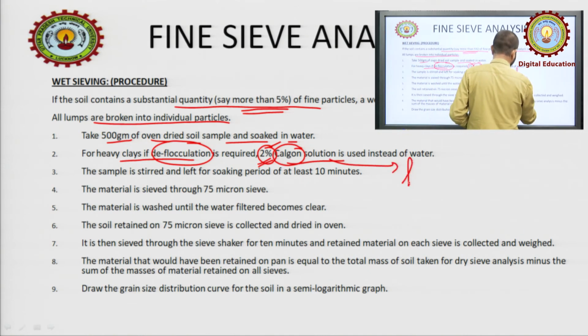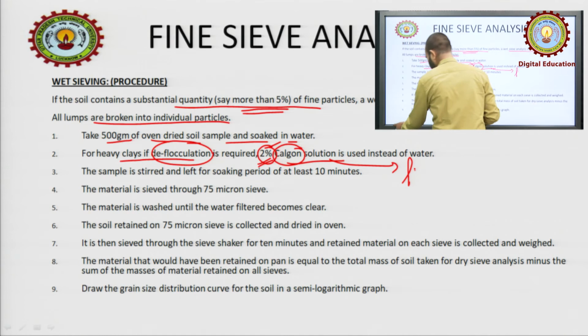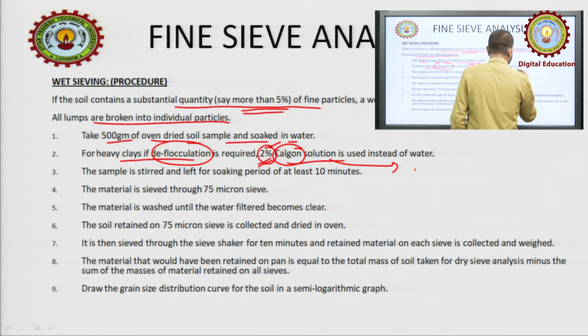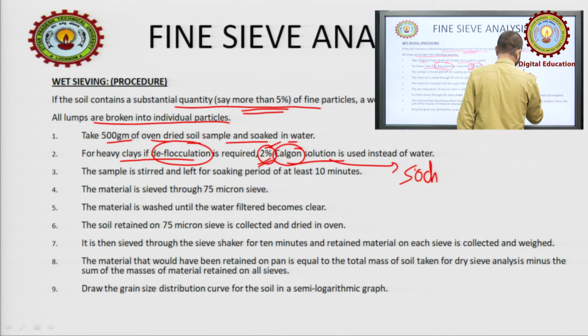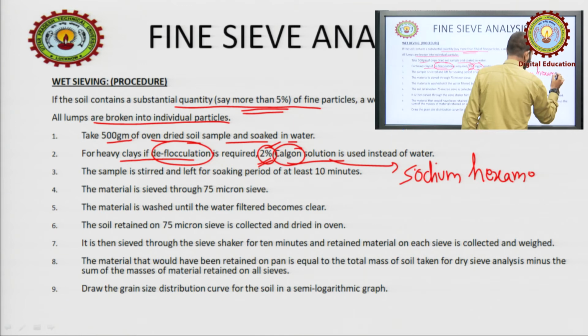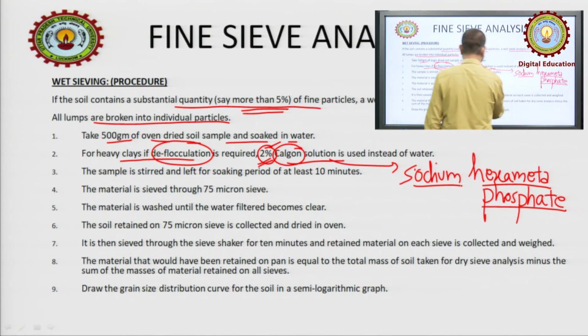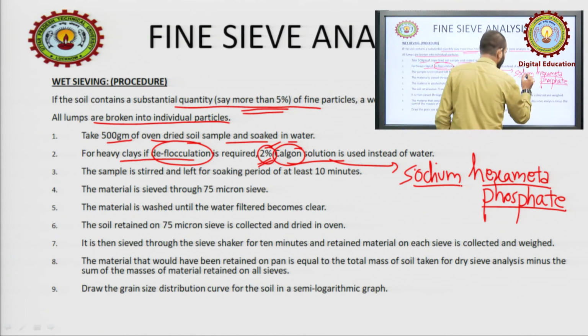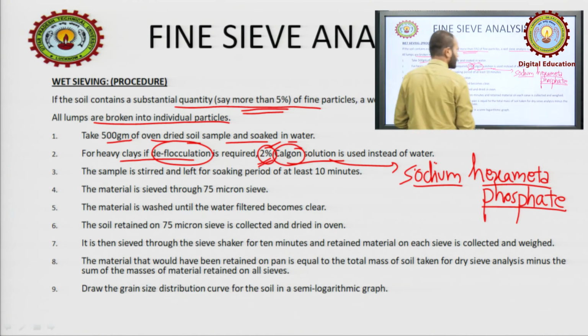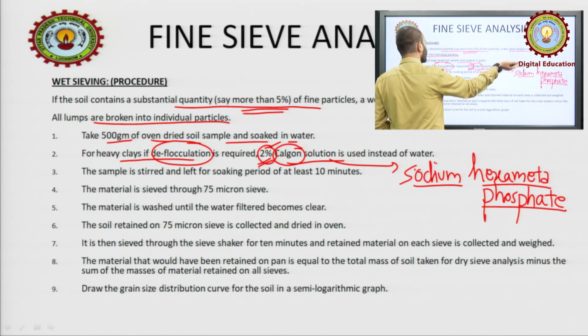It is actually sodium hexametaphosphate. This is in short known as Calgon solution. Sodium hexametaphosphate is actually a deflocculating agent.